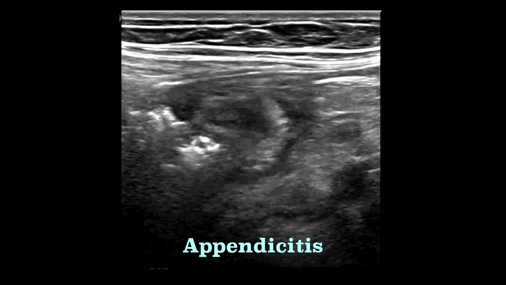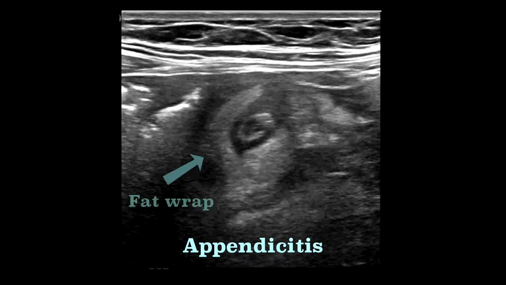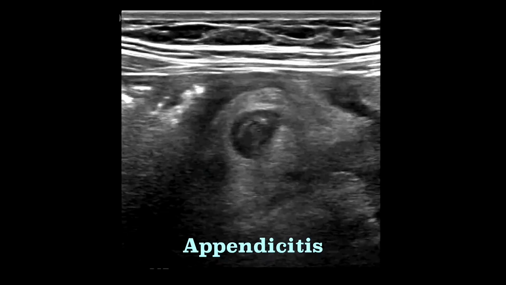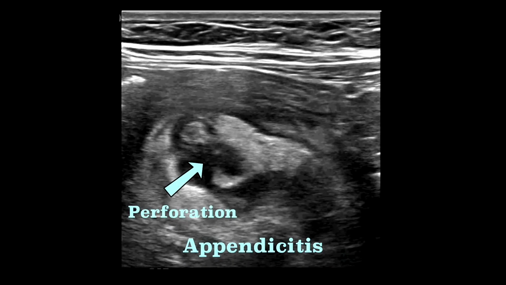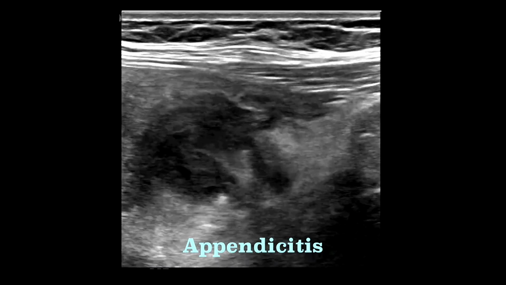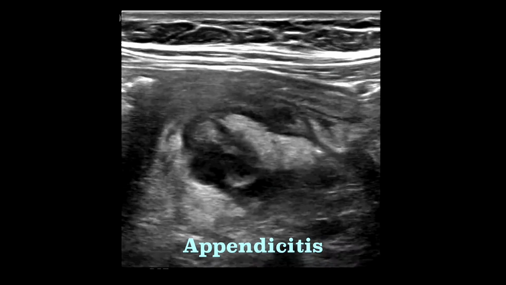Here's another example of appendicitis on ultrasound. Again, we have a dilated, thick-walled appendix. This time, there is a discernible fat wrap of inflammatory tissue. As we continue scanning, we see a defect in the wall of the appendix. There is also some surrounding periappendiceal fluid. These findings are suggestive of a perforated appendix.